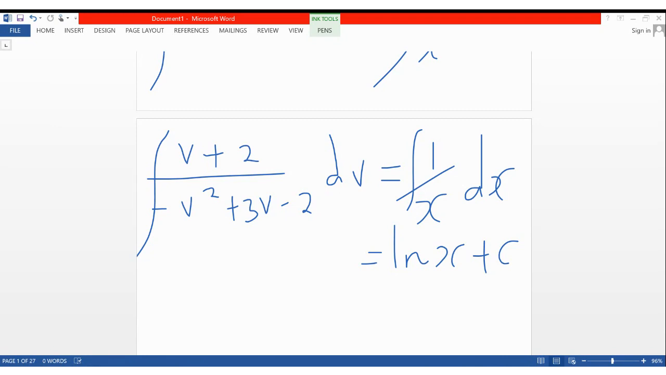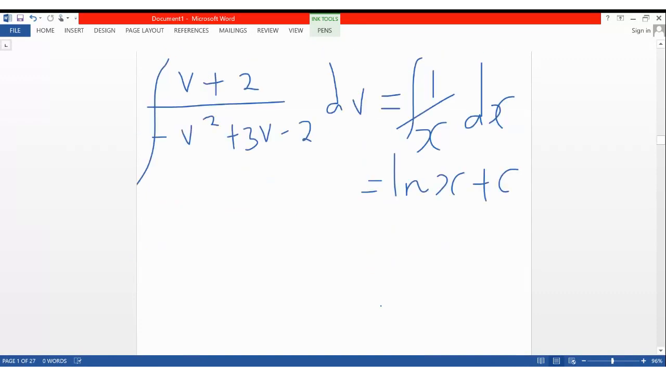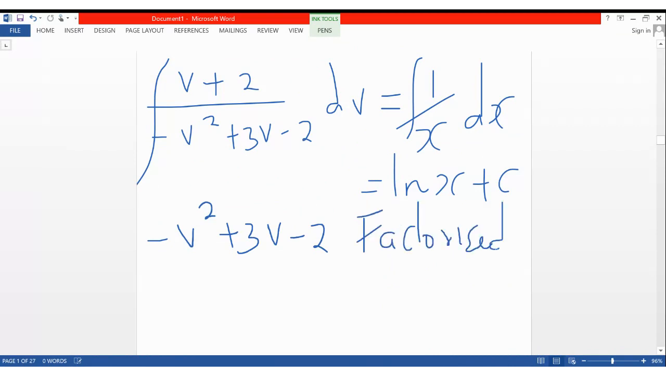Let me first of all check if it can be factorized. That's where we start. We check if this one can be factorized. That's where I will start.